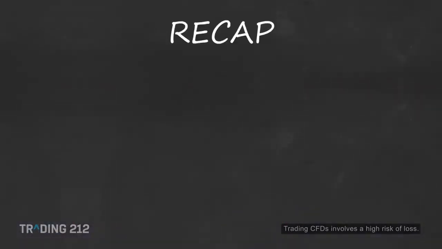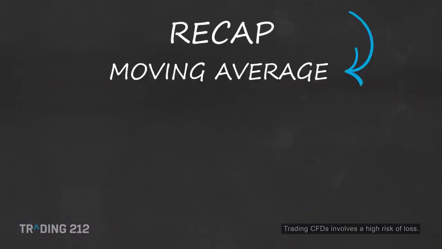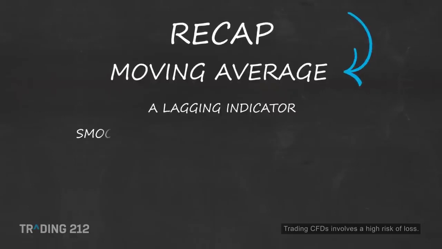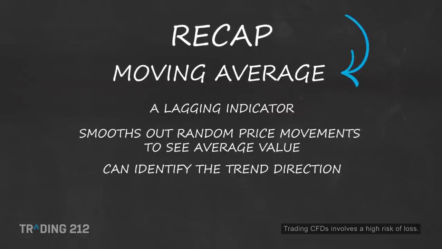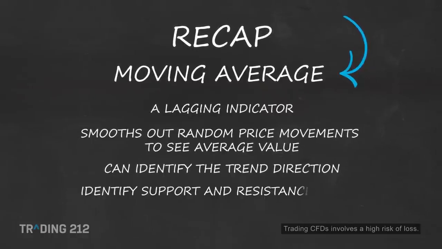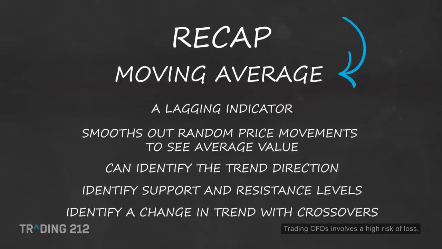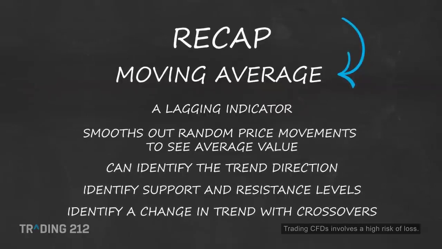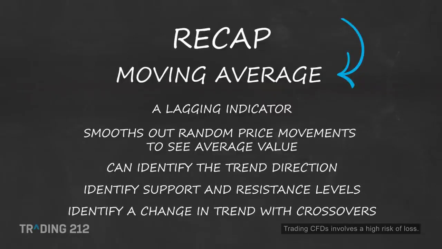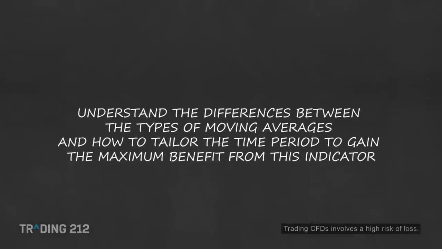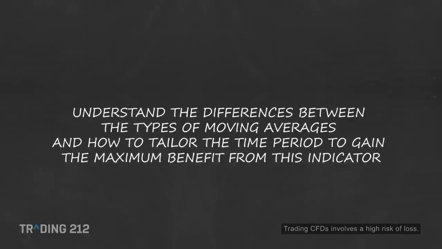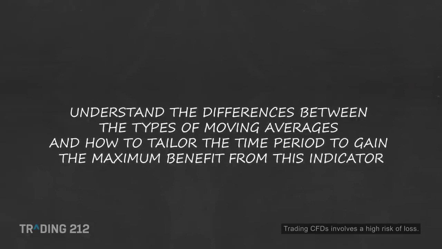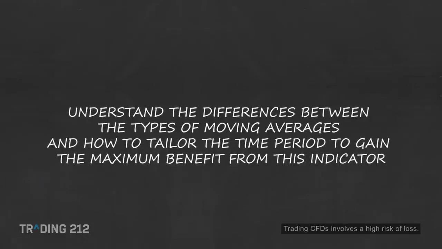To recap, a moving average is a lagging indicator that can help filter out the noise from random price movements to see the average value. It can help identify the trend direction, determine support and resistance levels, and can help confirm a trend reversal when looking at moving average crossovers. It is important to understand the differences between the types of moving averages and how to tailor the time period to best fit the trend being followed in order to gain the maximum benefit from this indicator.